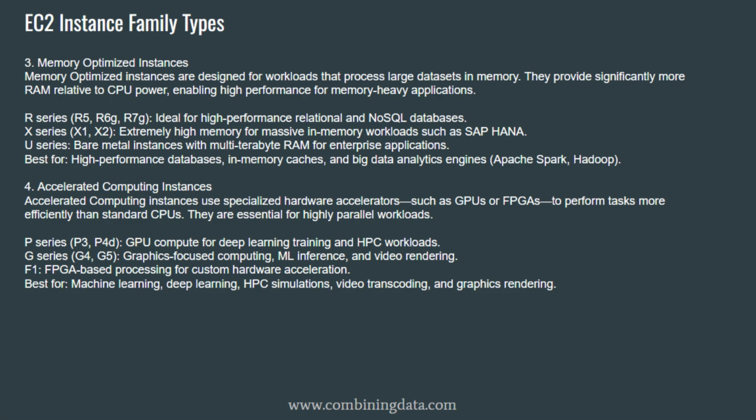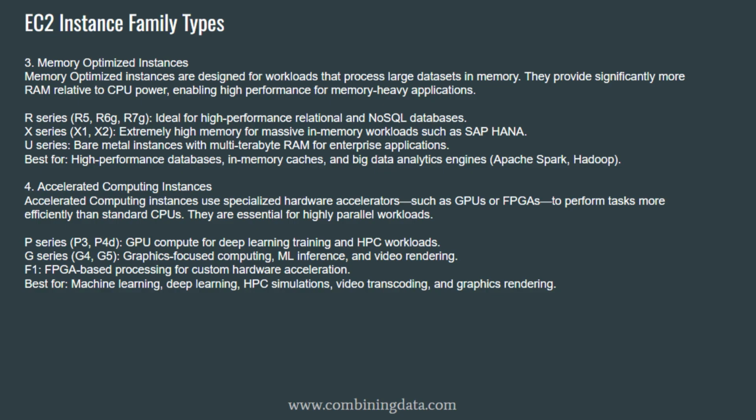Now let's move on to EC2 instance categories that are designed for specialized, high-performance workloads, memory-optimized instances and accelerated computing instances. These are not general-purpose servers. You choose them when a workload has a very clear technical bottleneck, either memory or specialized compute hardware. 3. Memory-optimized instances.